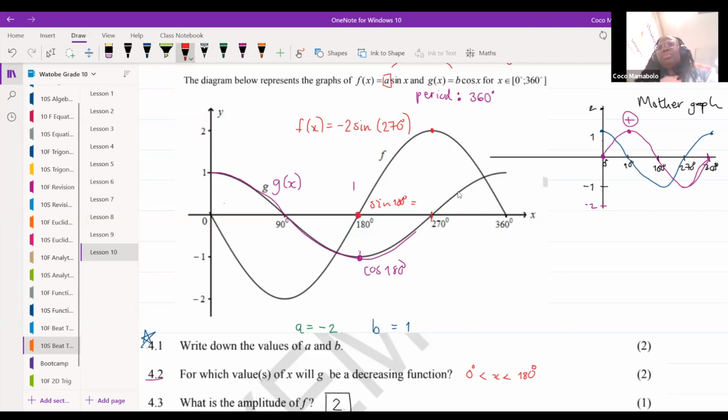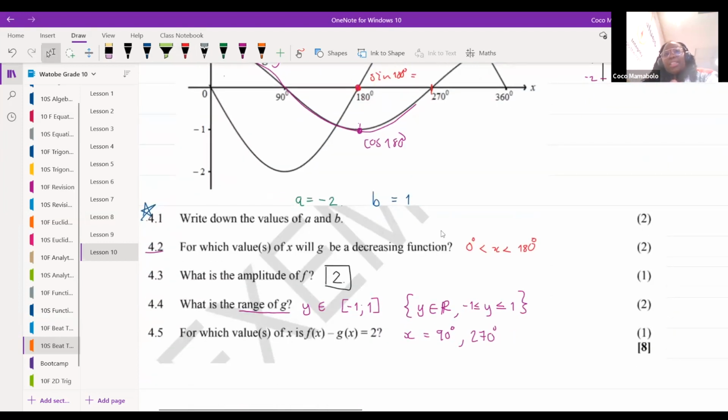What does it give you? -2 sine 270, what's the answer we get, guys? Good, Asponge. Excellent. I want everybody else to be with me. I don't want you guys to get lost. Okay, type it in, -2 sine of 270, how much do we get? Good, we get 2, excellent. So at 270, my f of x is equal to 2, right? That's my f of x.